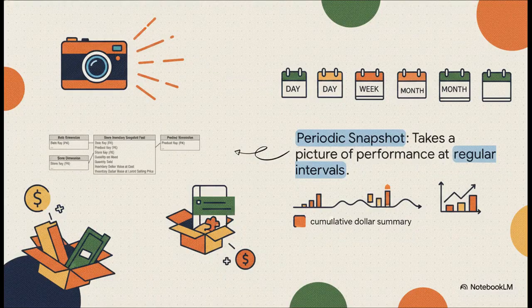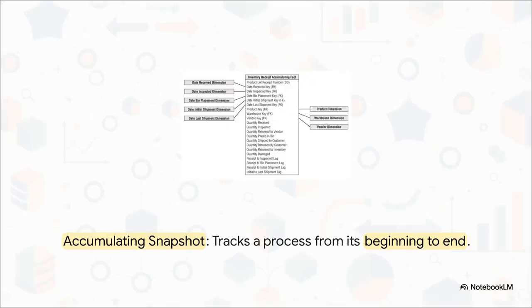Next is the periodic snapshot, and this is kind of like taking a photo of your business at regular intervals. It shows the cumulative performance over a set period, like a monthly summary. And then there's the accumulating snapshot. This one tracks a business process over its entire life cycle. A single row gets updated as the process, like an order fulfillment, moves through its various stages.